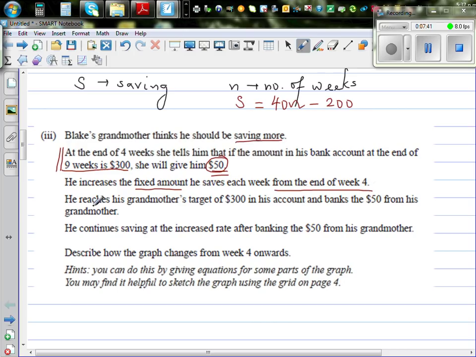He reaches his grandmother's target of 300 in his account and banks the $50 from his grandmother. He continues savings at the increased rate after banking the $50. Describe how the graph changes from week 4 onwards. So this is a very interesting question.